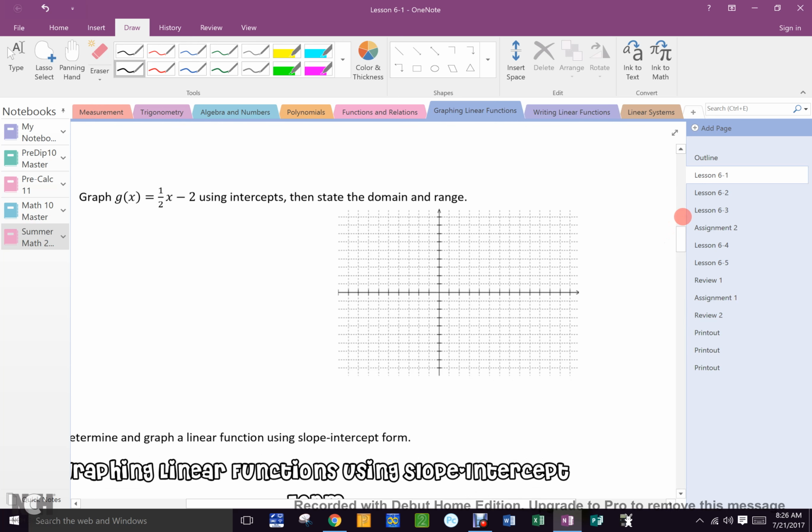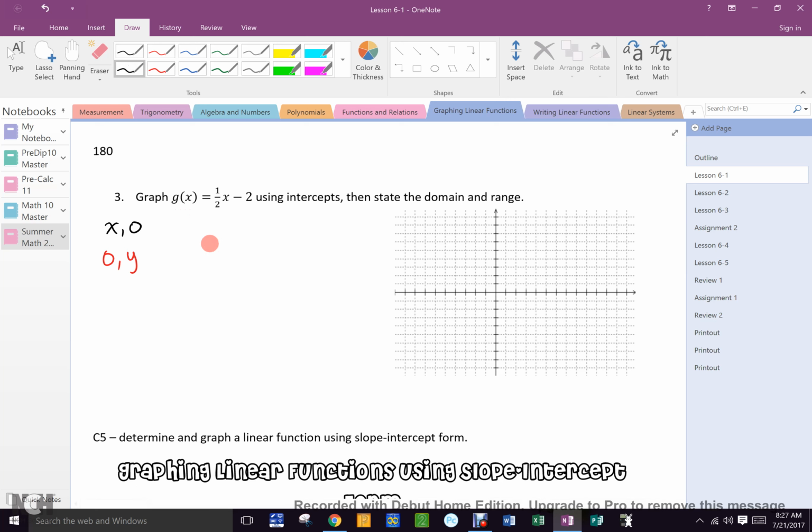I don't know the x, so it's going to be 0 equals 1/2 x minus 2. Solve that. Add 2 to both sides. 2 equals 1/2 x. X equals 4.